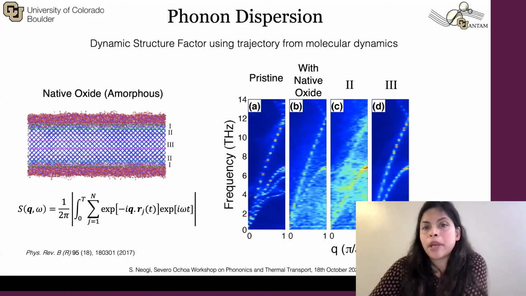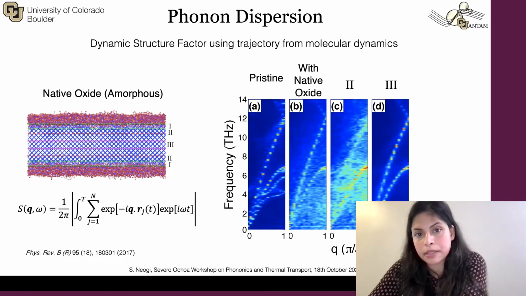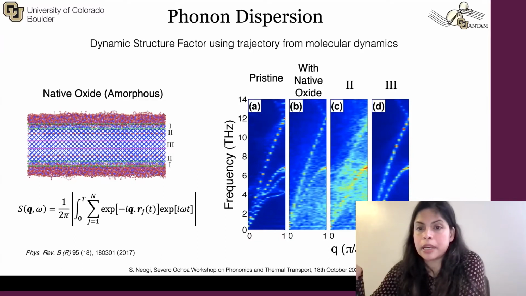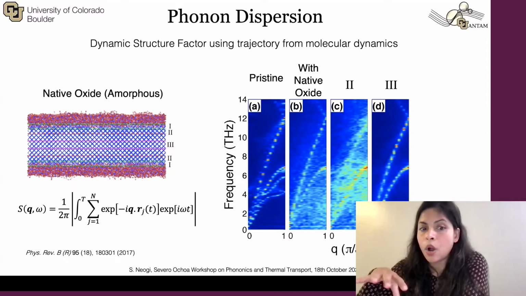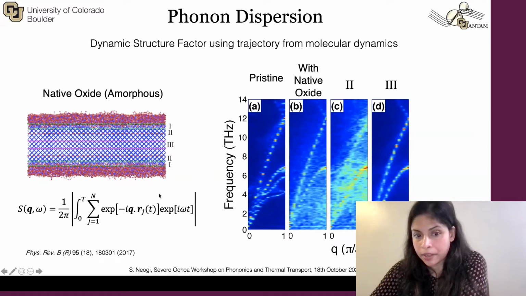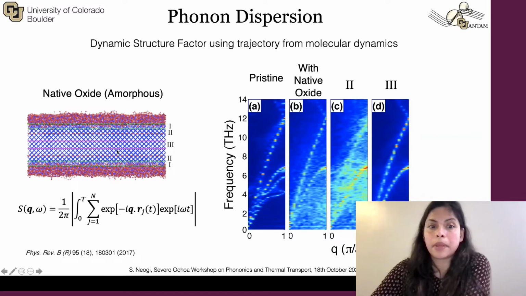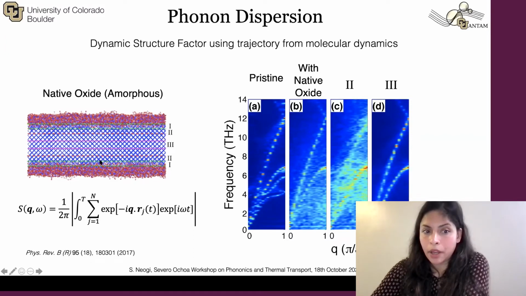So again, before doing that, we first started because the oxide was so intriguing to us. This was not lattice dynamics, this is from the molecular dynamics. Here, what we do is essentially take the Fourier transform of the trajectory to get the dynamic structure factor. So this is an oxide system that we have, the membrane here, and on top of it, this is the native oxide.